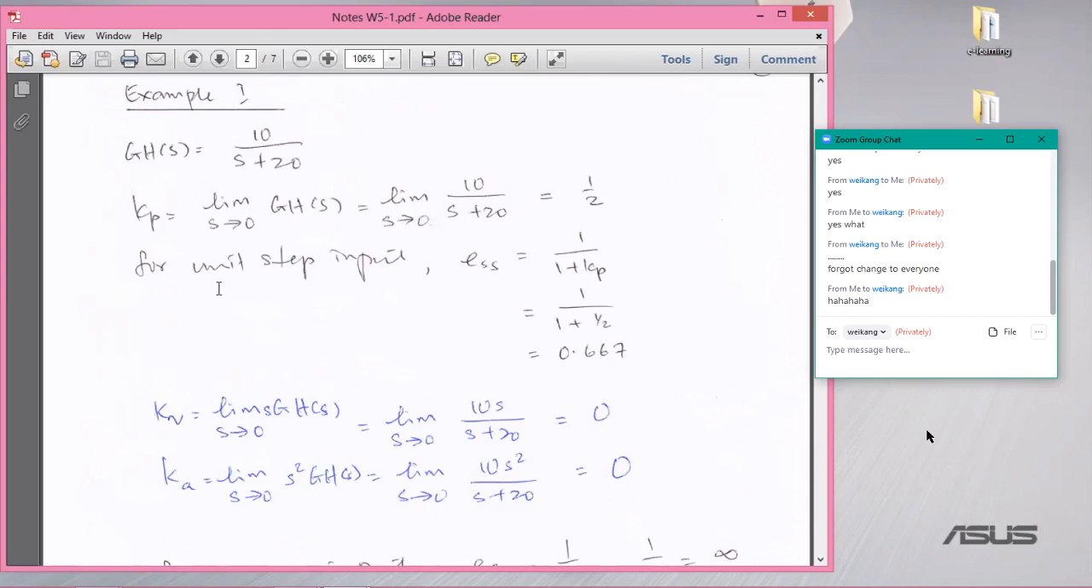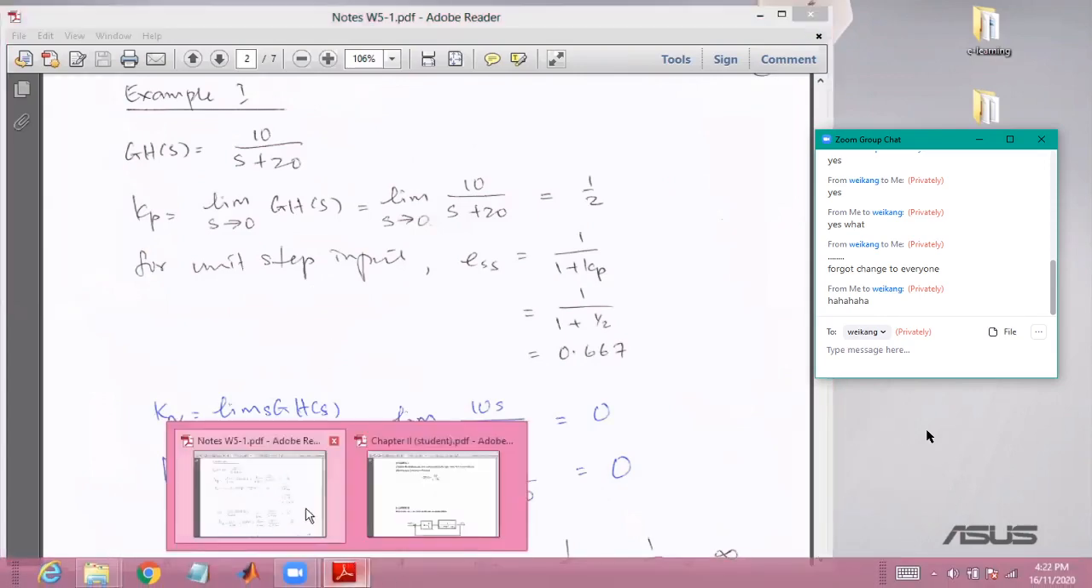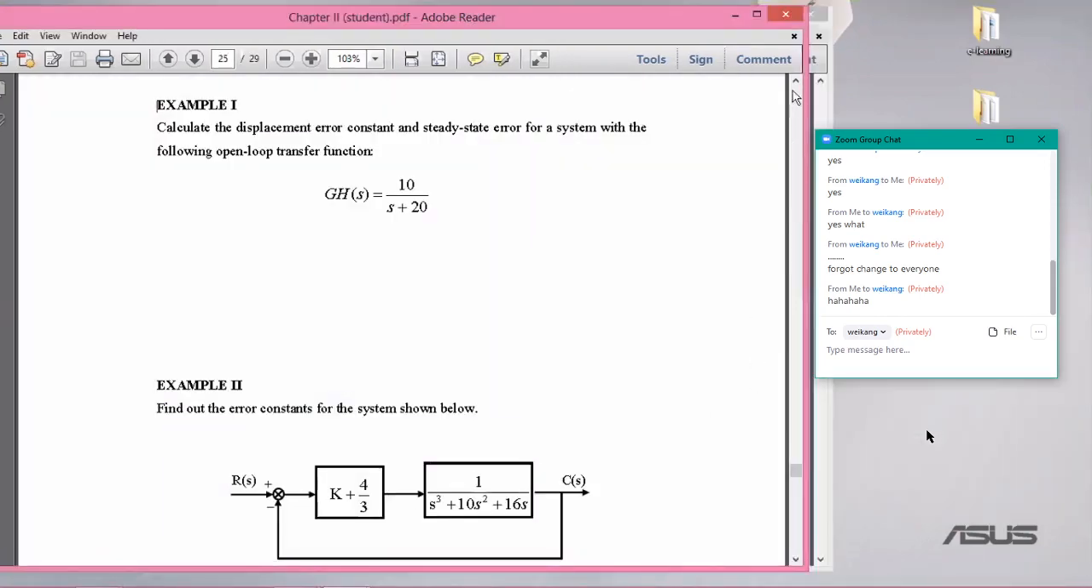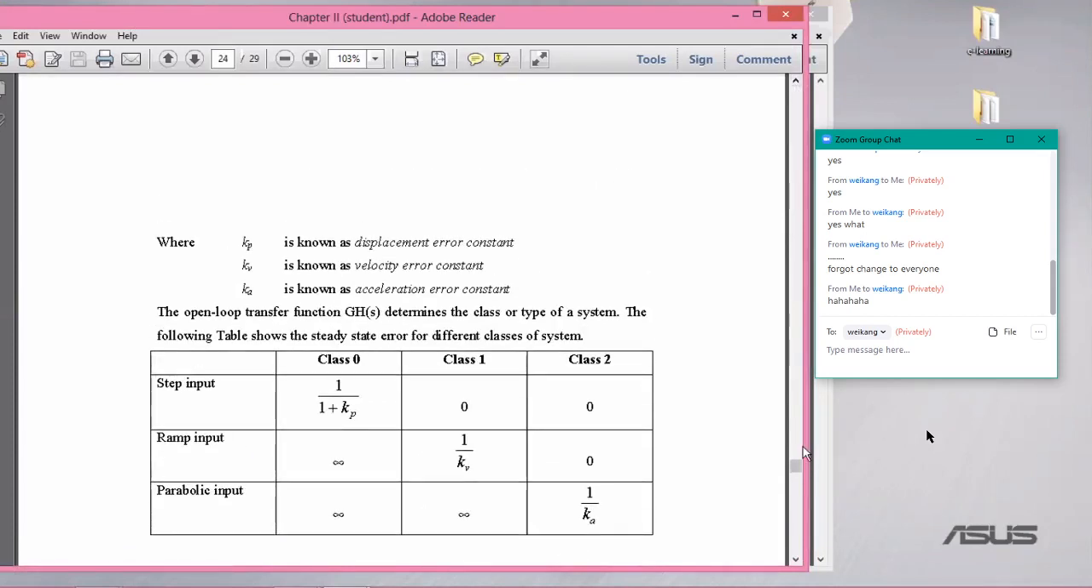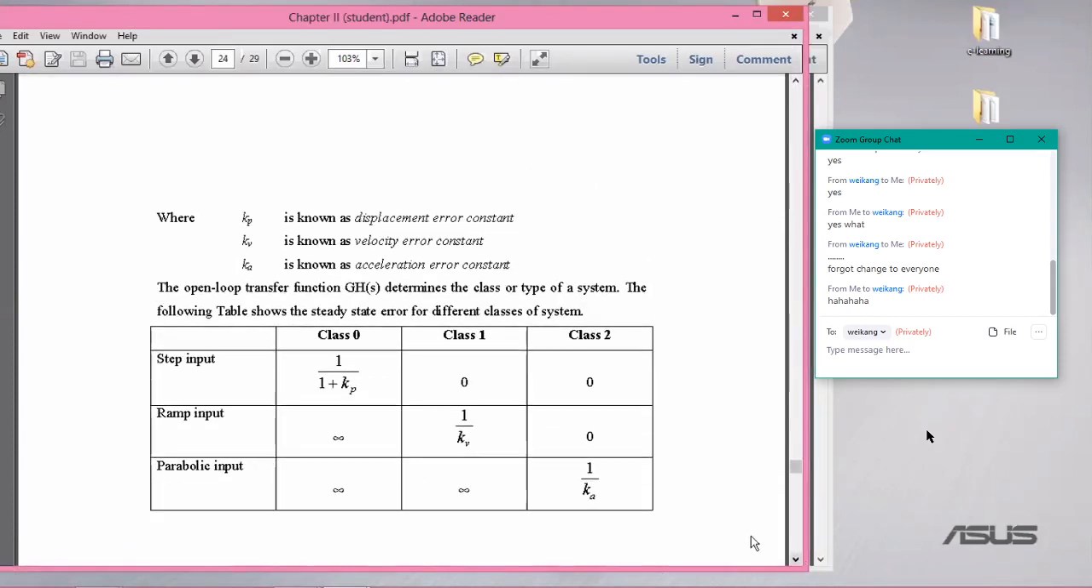So for unit step input, the steady state error is 1 divided by 1 plus Kp. So the steady state error is going to be 0.667. This is for the unit step input. If you go to the table, our system is type 0. So this is the steady state error for a unit step input, and from the table, the steady state error for ramp input is infinite. The parabolic input is infinite.